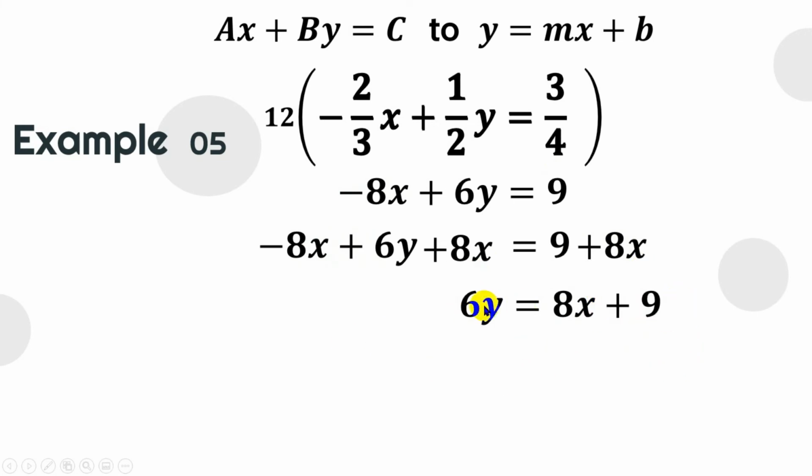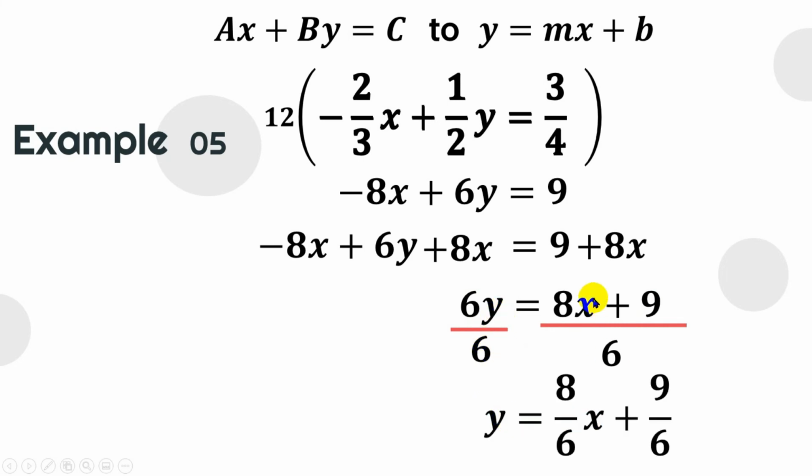From this, again, kailangan natin ay positive 1y. So, we have to divide the left side of the equation by positive 6. So, pag nag-divide tayo dyan, magdi-divide din tayo dito sa right side. So, magkakaroon tayo ng y is equals to 8 over 6x, plus 9 over 6. So, from here, we can rewrite it and simplify the resulting fractions.